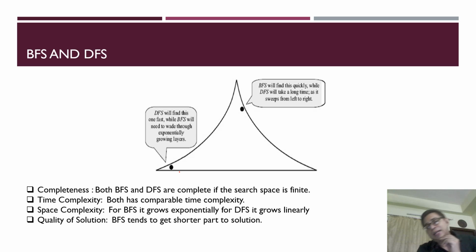Okay. So there are certain characteristics by which we actually compare algorithms, which are completeness, time complexity, space complexity, quality of solution, and so on and so forth. Okay. So can you tell me what is the meaning of completeness?